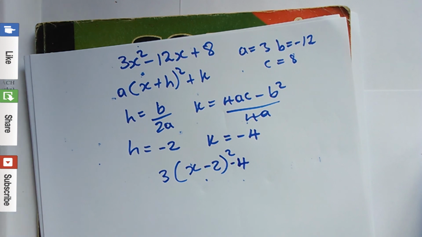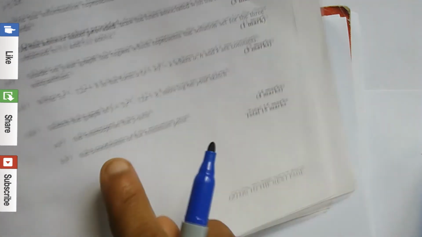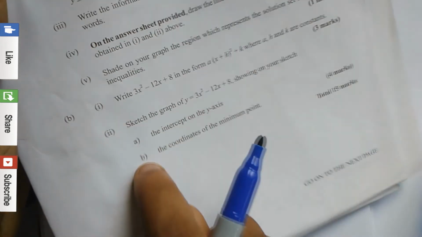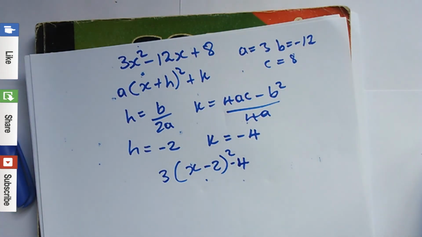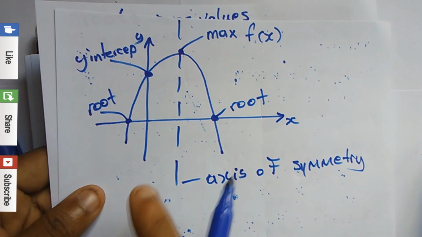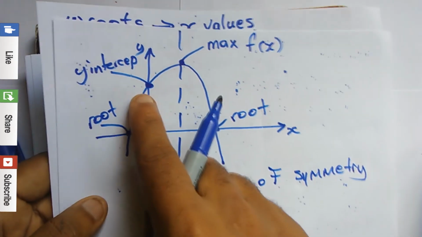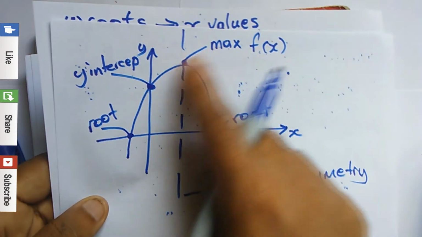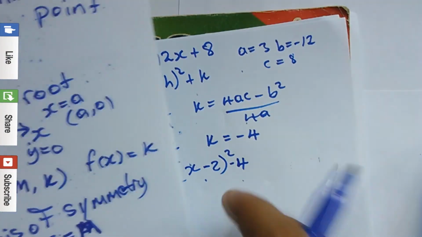Now, I'm going to do the follow-up question in which we're supposed to sketch this graph. But instead of showing only these 2 points, I'm going to show you all of the possible points that they could ask you to show. So they could ask you to show the roots, the y-intercept, the maximum point, or the coordinates and stuff like that. So I'm going to be showing you all of this while I'm sketching this graph.